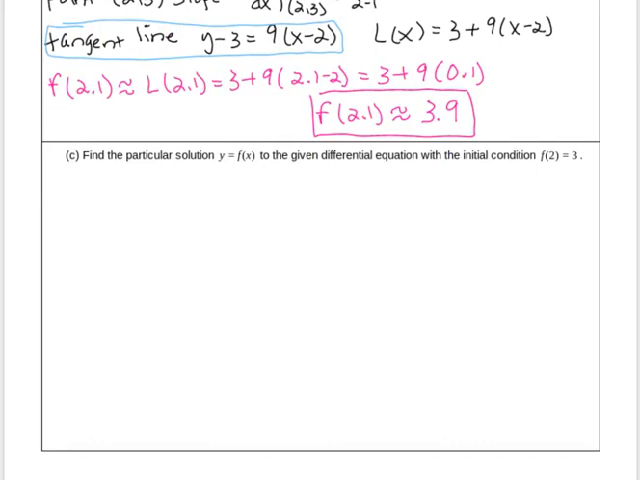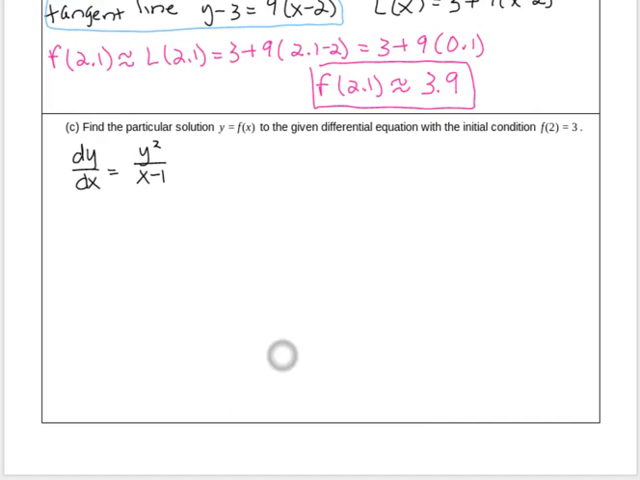All right, and for part C here, we need to solve the differential equation. So we need to start with our differential, and we need to separate the variables. So when we multiply by that dx, we then need to divide by y squared. So we would have dy over y squared is equal to 1 over x minus 1 dx. All right, and now we're going to go ahead and take the integral on both sides.